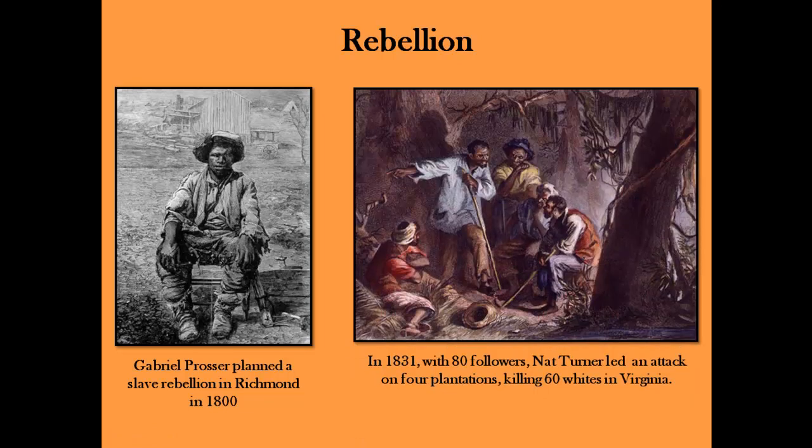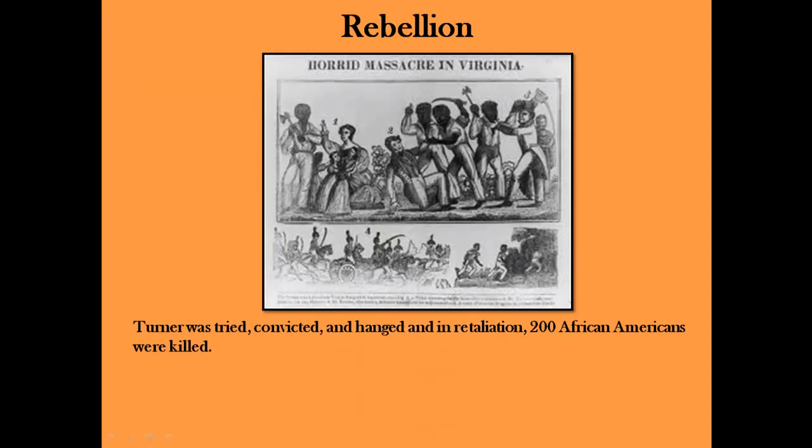Nat Turner was born into slavery, and he was a preacher. He believed that he had been chosen by God to lead his people to freedom. And in 1831, along with 80 followers, he led an attack on 4 plantations, killing 60 white citizens in Virginia. Turner was eventually captured, tried, and executed for his actions in Virginia. The government then killed up to 200 African Americans in the area just to send a message that these types of activities would not be tolerated.